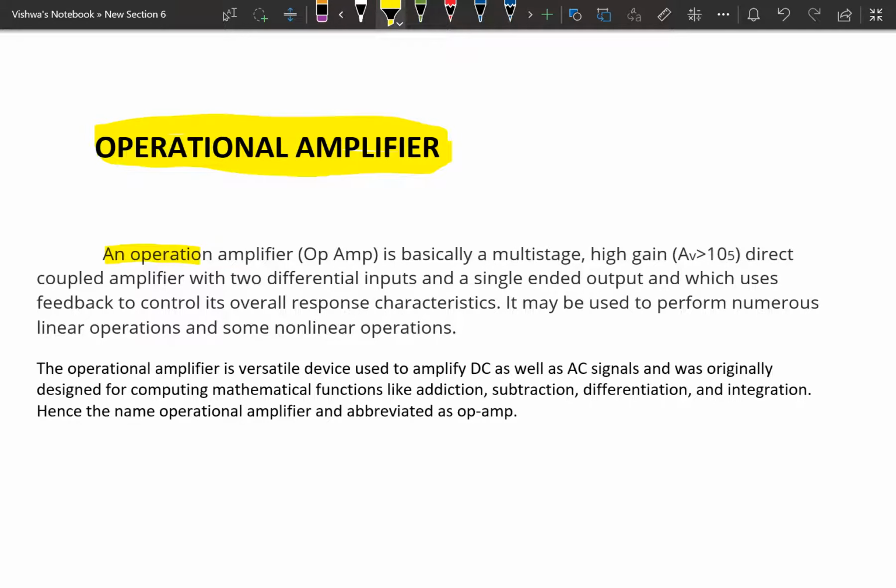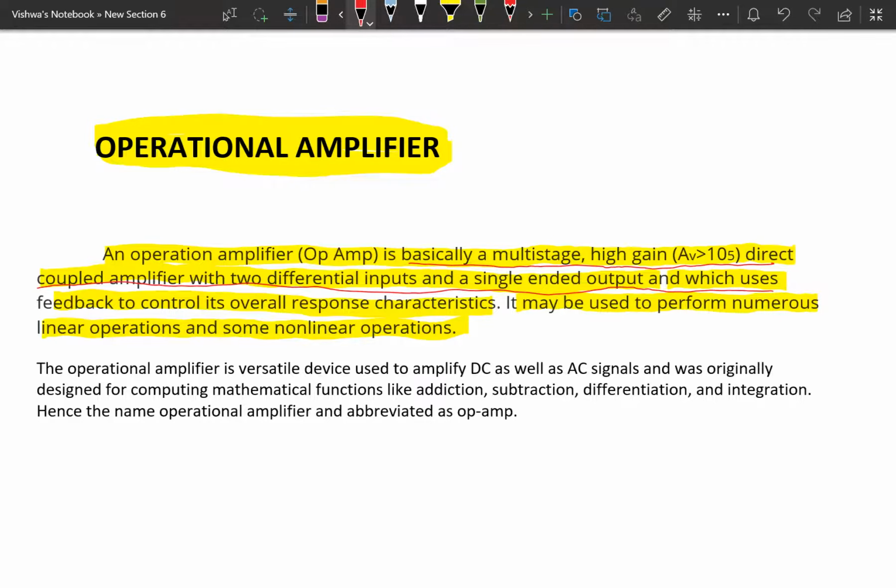An operational amplifier is basically a multi-stage high gain direct coupled amplifier with two differential inputs and a single-ended output, and which uses feedback to control its overall response characteristics. It may be used to perform numerous linear operations and some non-linear operations. Okay. An op-amp means, simple, it's basically a multi-stage high gain direct coupled amplifier with two differential inputs and single-ended output.